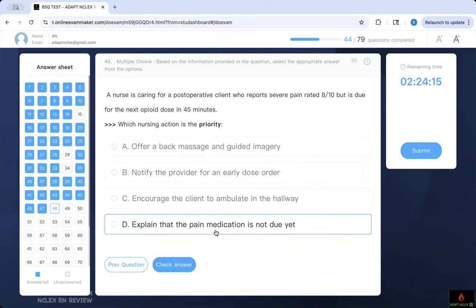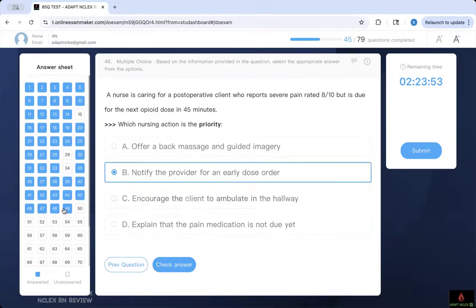With 8 out of 10 pain, that is not going to help. Let the doctor know to provide an early order. Do you think it will help? It's much better than letting the patient walk. Can they walk with 8 out of 10 pain? And explaining to them that the dose is not due means you're not providing best care and comfort.